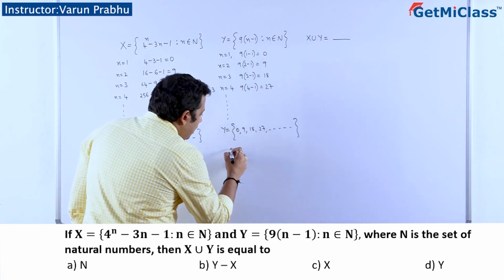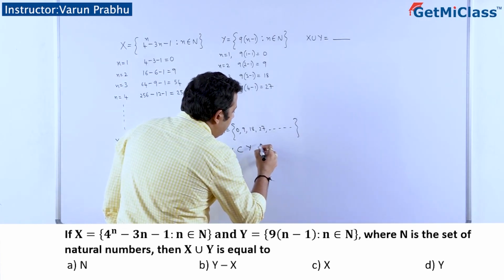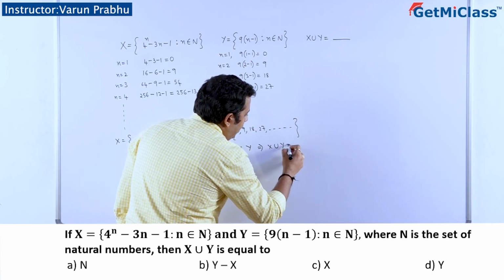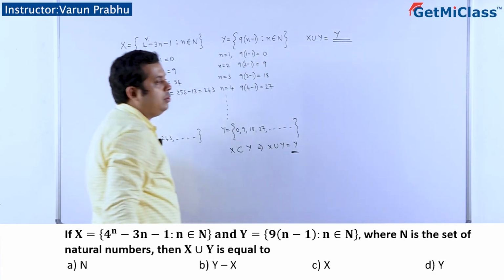Here also all multiples of 9. You can clearly see here x is a subset of y, right? X is a subset of y. This implies to me that x union y should always be equal to the bigger set. So what will be the answer to the question? The answer to the question is y.